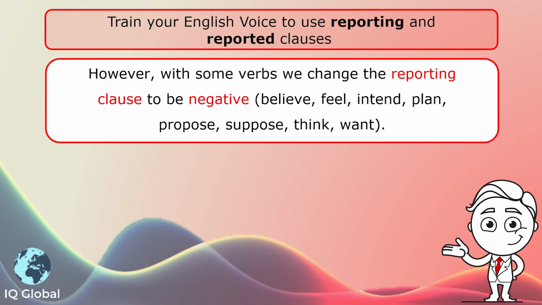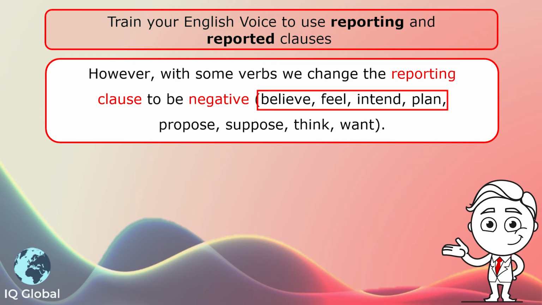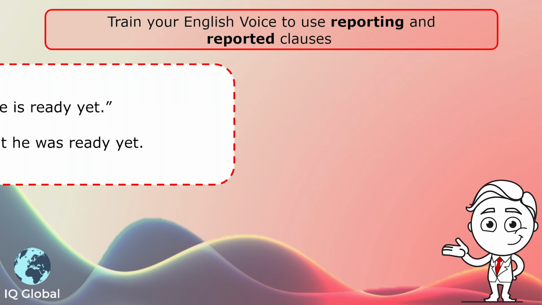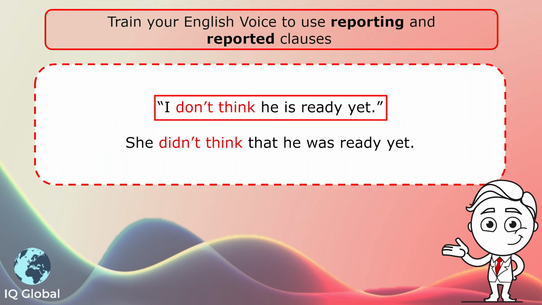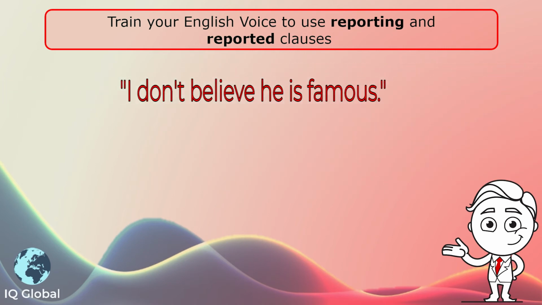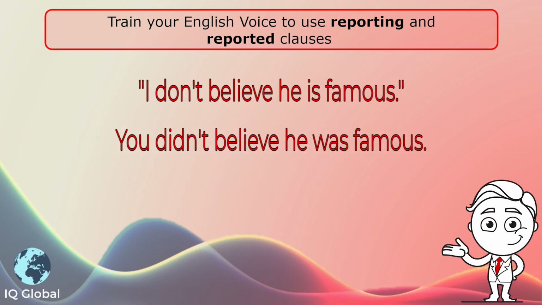But we need to be careful because with some verbs, we change the reporting clause to be negative. These verbs are believe, feel, intend, plan, propose, suppose, think, and want. For example, "I don't think he is ready yet." You can report this: she didn't think that he was ready yet. Or, "I don't believe he is famous." We would say, you didn't believe he was famous, using the negative in both forms.